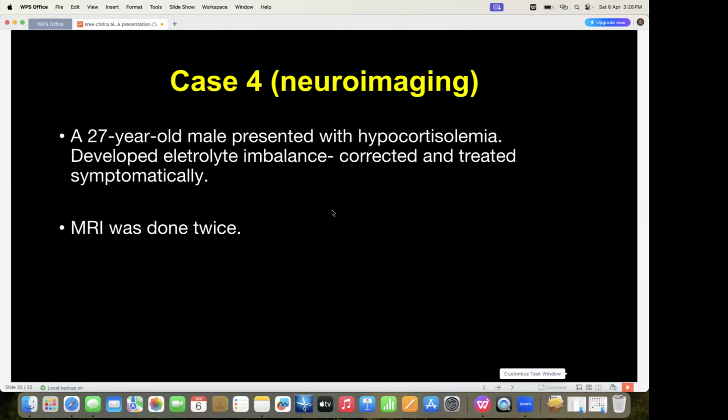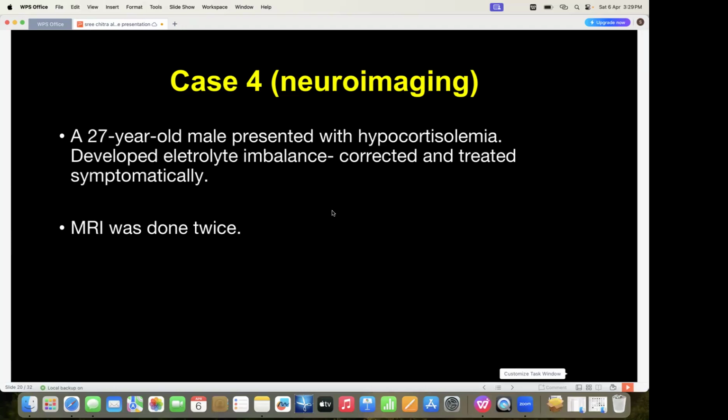No surgical resection was done, and no treatment with a dopamine agonist like cabergoline or bromocriptine was given. Only the deficits were corrected: for hypocortisolemia, glucocorticoid administration was done, and for the resultant hyponatremia, sodium administration was given. Only symptomatic management was done.